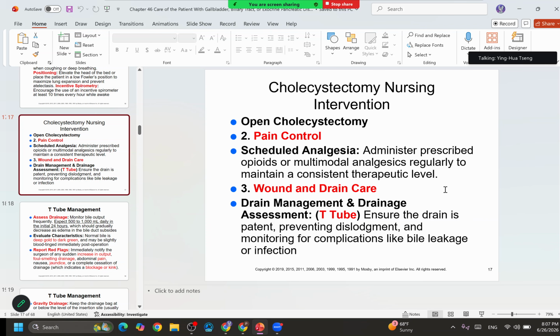So if after surgery you let the patient eat, the gallbladder area and the duct can go into spasm, squeezing again. It's called a spasm, and it's going to be painful again.